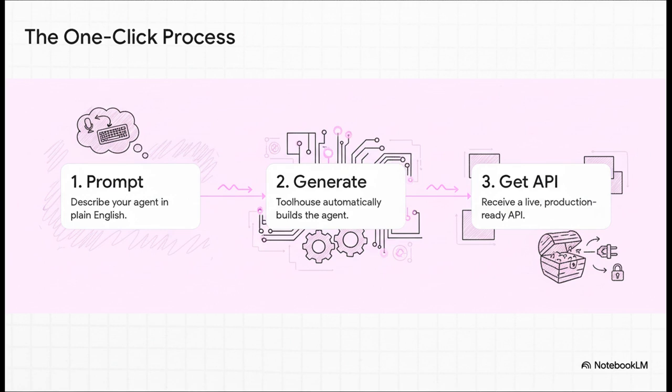Step 1, you just write a prompt. Something like, make me an agent that checks customer emails, figures out how urgent they are, and then automatically makes a support ticket. Step 2, Toolhouse builds all the logic. Step 3, you get a live API. That's it, from an idea in your head to a working tool in 3 steps.